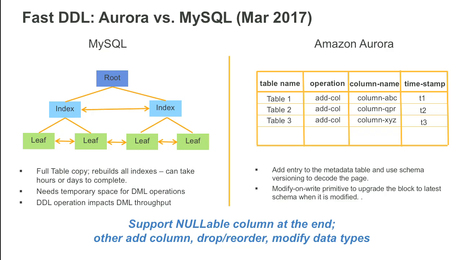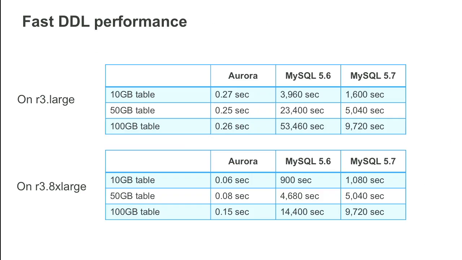We introduced something called fast DDL that lets you do schema migrations. Fast DDL is now publicly available. Right now, it only works for adding a nullable column at the end of the row, but we plan to support many other operations. The way fast DDL works is we keep track of the schema history in some extra metadata, and we acknowledge the DDL command immediately, but we lazily upgrade individual pages, using a modify-on-write primitive, as they are being written into. So this is fast DDL.